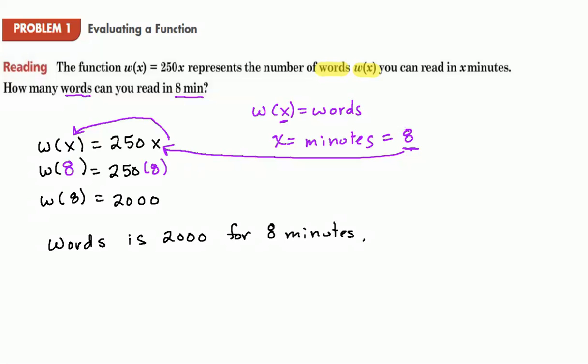So remember, key things. Whatever our input is, we're going to plug it in for the x, and then what goes inside of that function is based on our input, which is 8, the number of minutes. So it would be W of 8 and then our answer. Okay, let's move on to problem number 2.